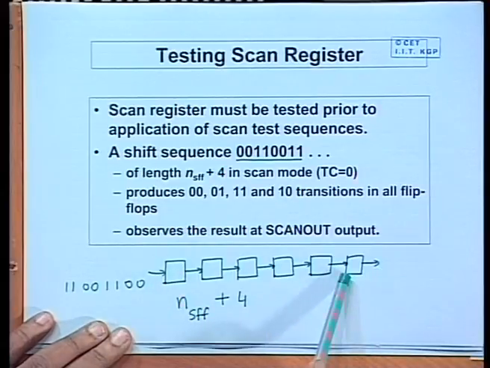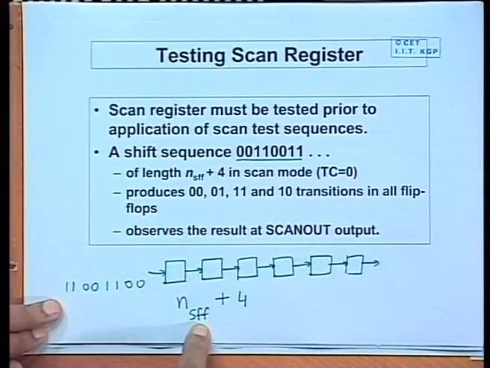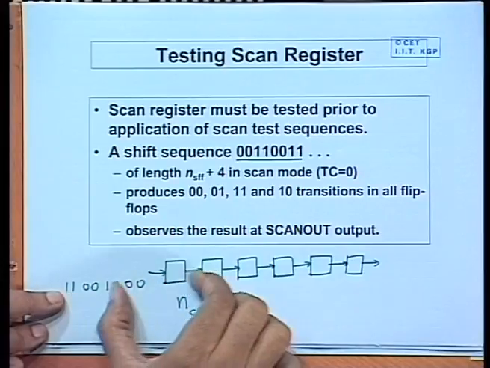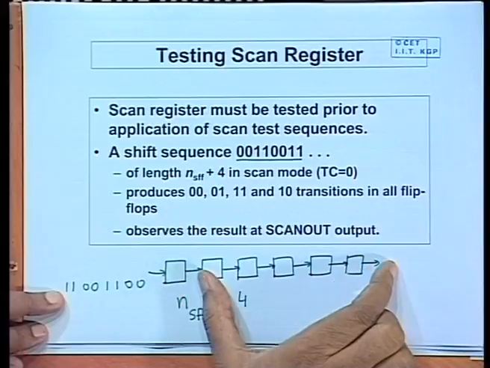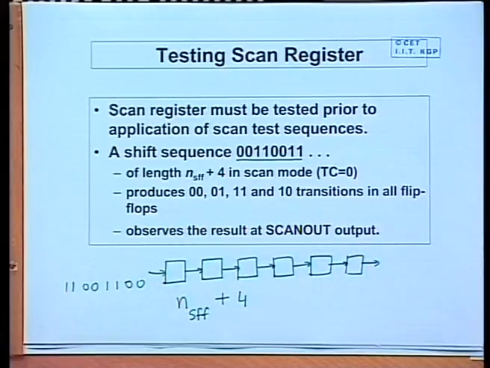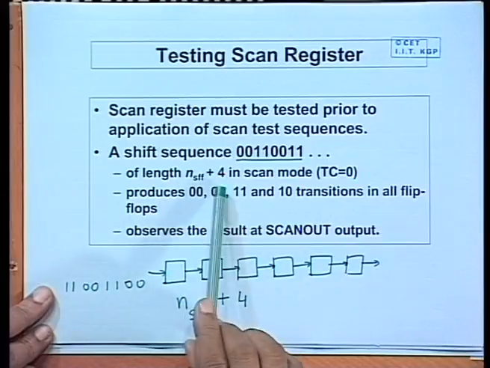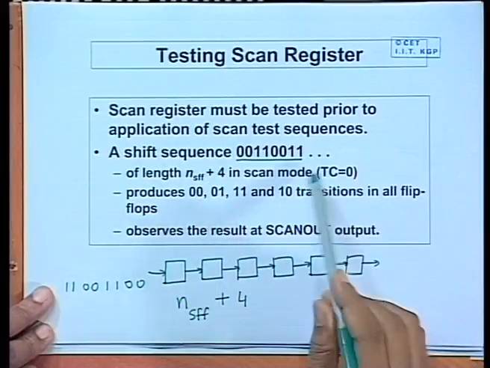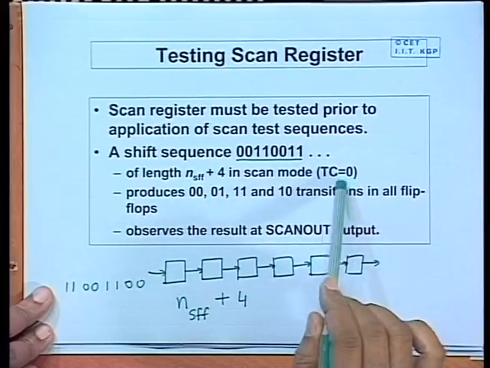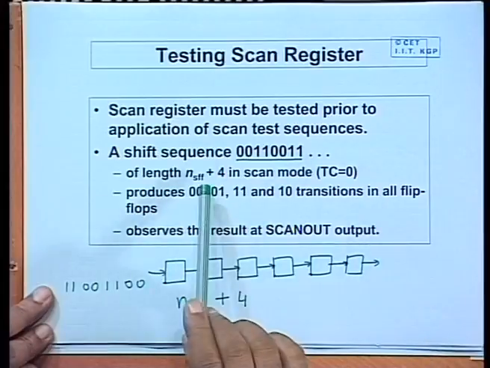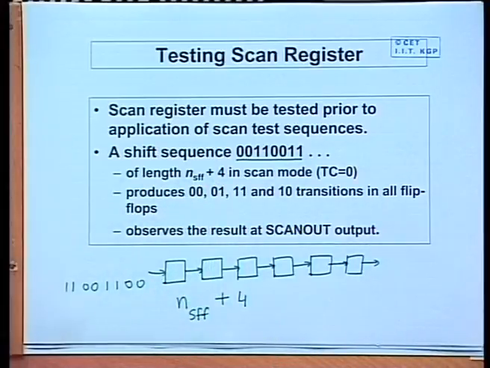Now, if we have 6 flip flops, you will need NSFF number of clock cycles to feed the data into this and 4 more clock cycles to bring them out. So, you need so many clock cycles to actually test the flip flop. Well, here I am assuming TC equal to 0 is the test mode. Okay. So, test control 0 means the test mode, there you need NSFF plus 4 so many clock cycles. Now, regarding testing, okay.